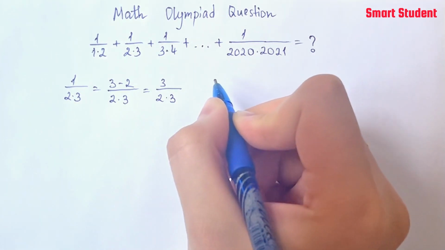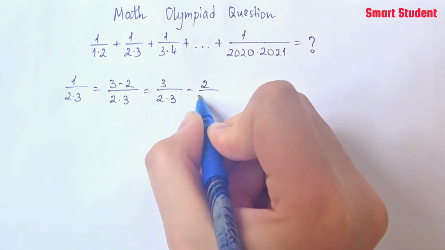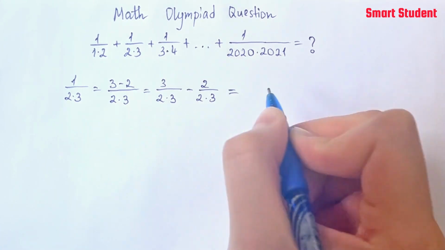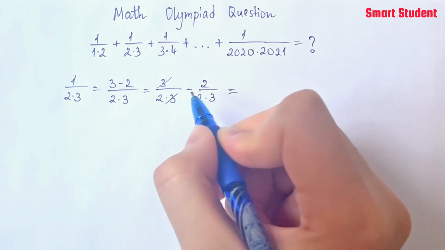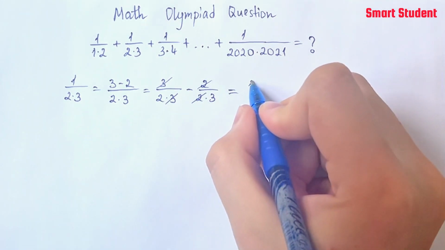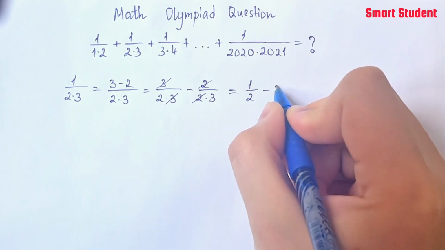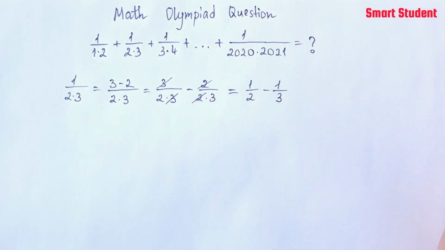Now let's divide them into two separate fractions and let's simplify. Then we get 1/2 minus 1/3 and now it's getting interesting. See, 1 divided by 2 times 3 is the same as 1/2 minus 1/3. And let's see if it works with all other fractions.